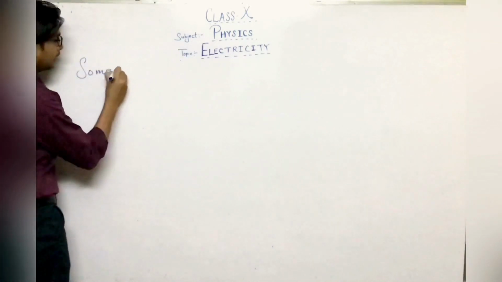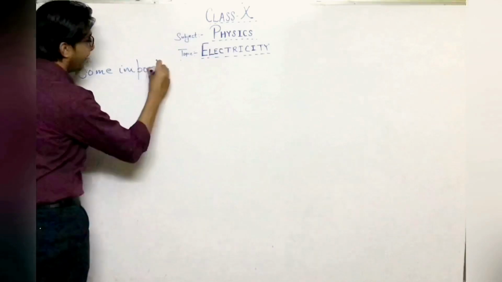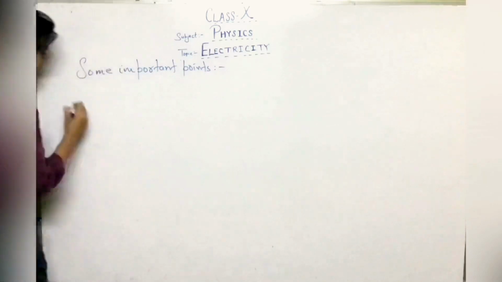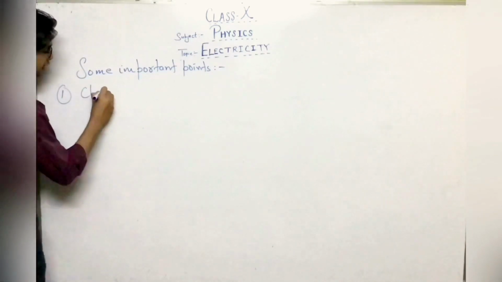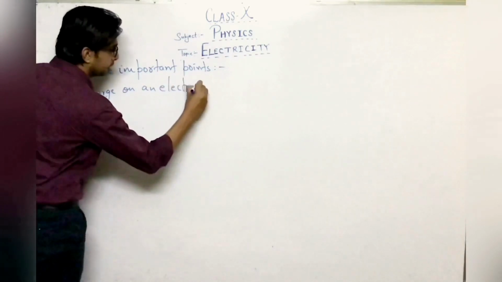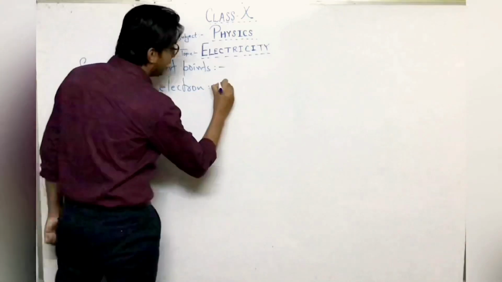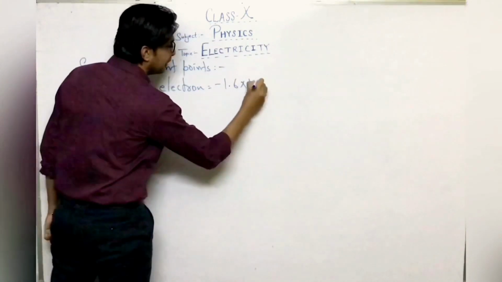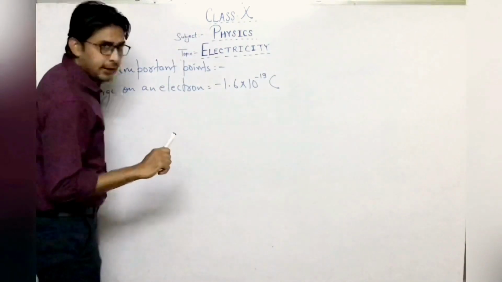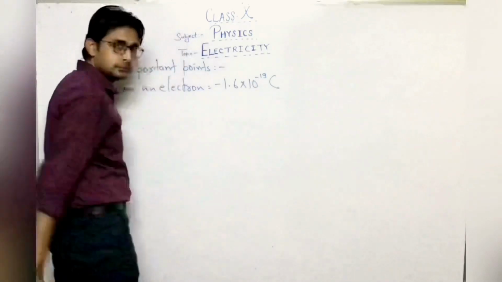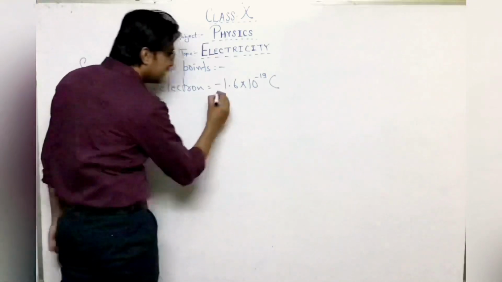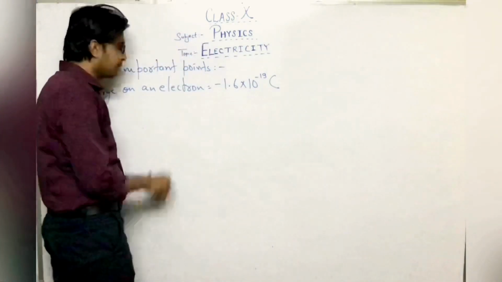So, some important points to remember are: first, charge on an electron, which is equal to minus 1.6 into 10 to the power minus 19 coulomb. You know that SI unit of charge is coulomb. This negative sign indicates that electrons are negatively charged, and this is the numerical value of the charge present on an electron.